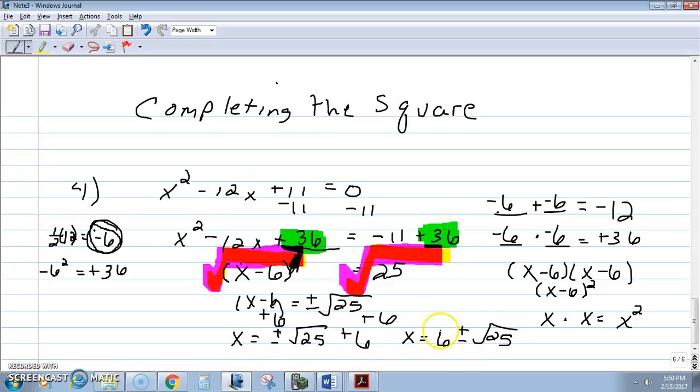But these actually have an exact answer, right? Because the square root of 25 is 5. So I have two answers. I have x1, which is positive 5 plus 6, which is 11, and x2, which is negative 5 plus 6, which is positive 1. Okay, so those are my two answers for that one.